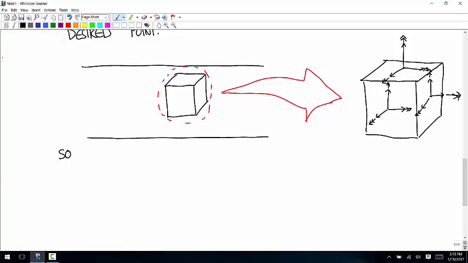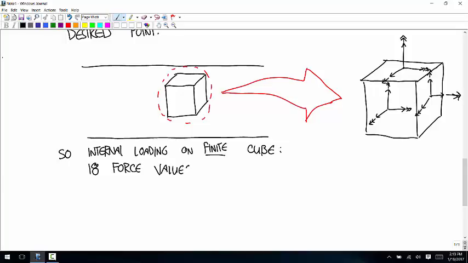So the internal loading on this finite cube, I'm saying finite cube to differentiate between this and the final thing we're going to get when we take a limit and this thing gets down to an infinitesimal size. So right now we have 18 force values and 18 couple values.